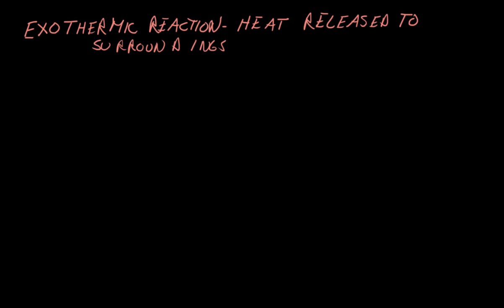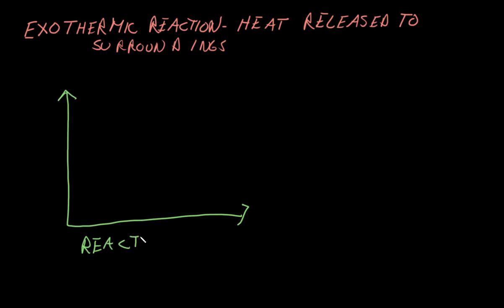So let me see if I can change my pen here. On the x-axis and y-axis, on the x-axis is the reaction progress. So the reaction is going this way. And on the y-axis is potential energy, or chemical potential energy, PE. So let's look at the curve of an exothermic reaction. We're going to draw a curve in here and then we'll go through it.